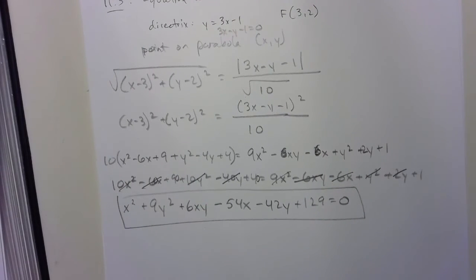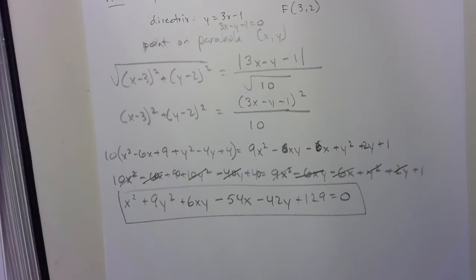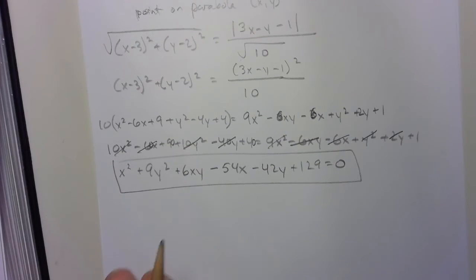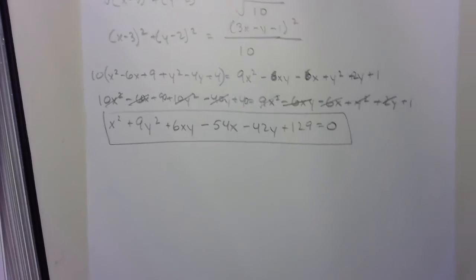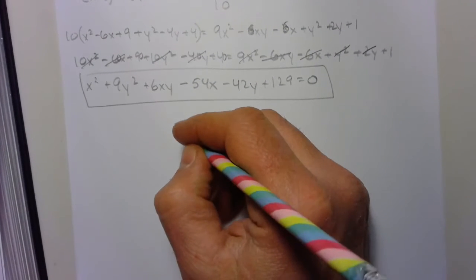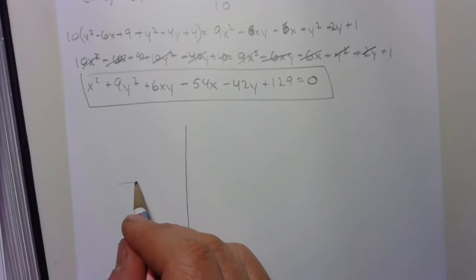If we take a look at it, we can see that it in no way, shape, or form looks like the parabola equation we had before, and that makes sense when we start to think about the fact that this is not a normal parabola, right? If we think about our graph here for it, this is what our graph would look like.